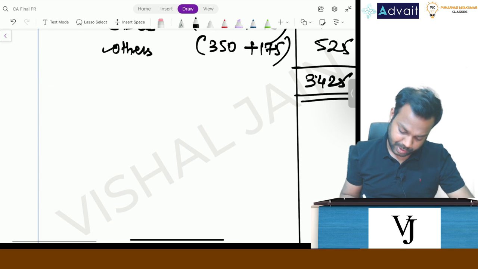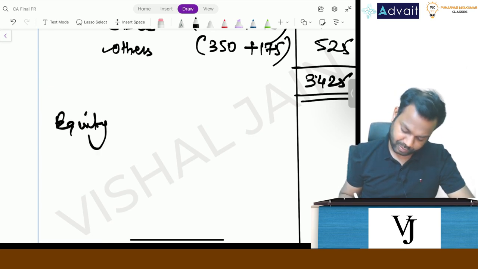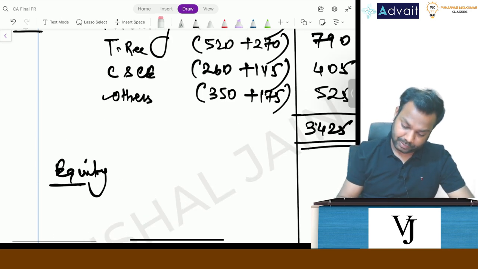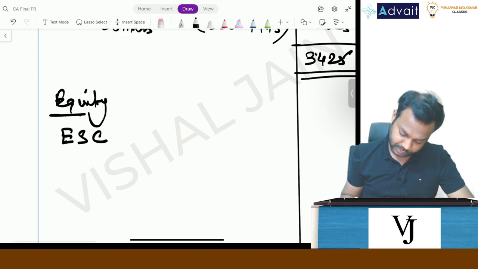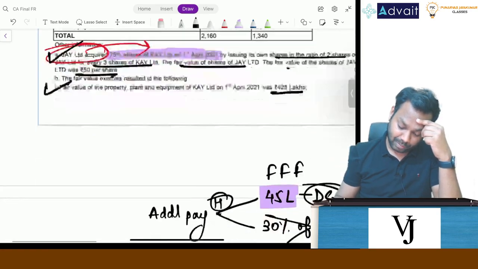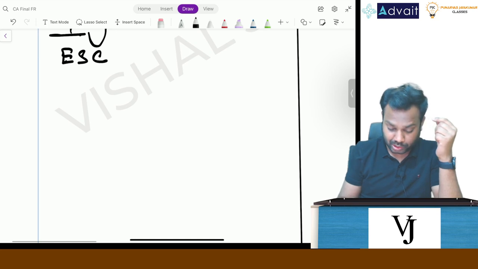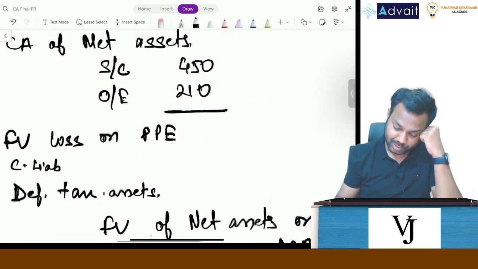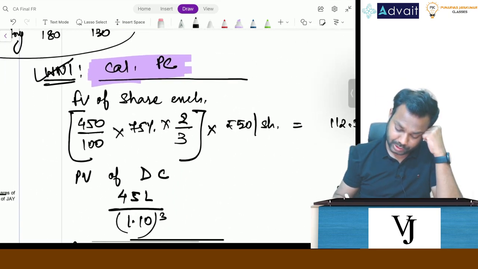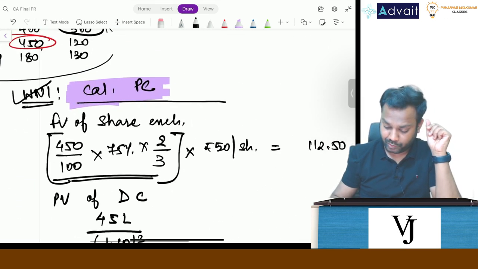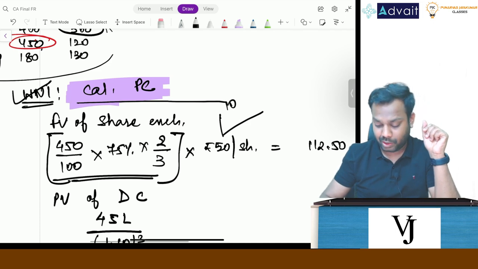Now comes the equity part. First is equity share capital. Equity share capital for J is 600. But remember that J has issued shares also to shareholders of K, right? How many shares has it issued? So please calculate 450 divided by 100 into 0.75 into 2 by 3, which is 2.25 at 50. So out of 50, 10 is the face value and 40 is the securities premium.